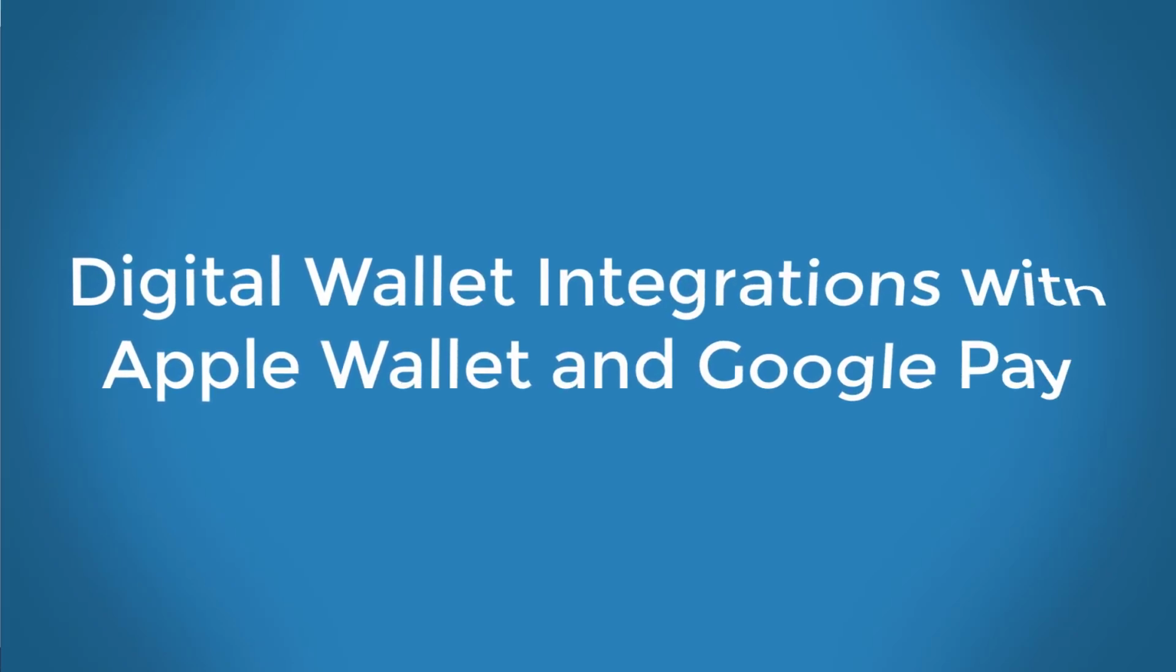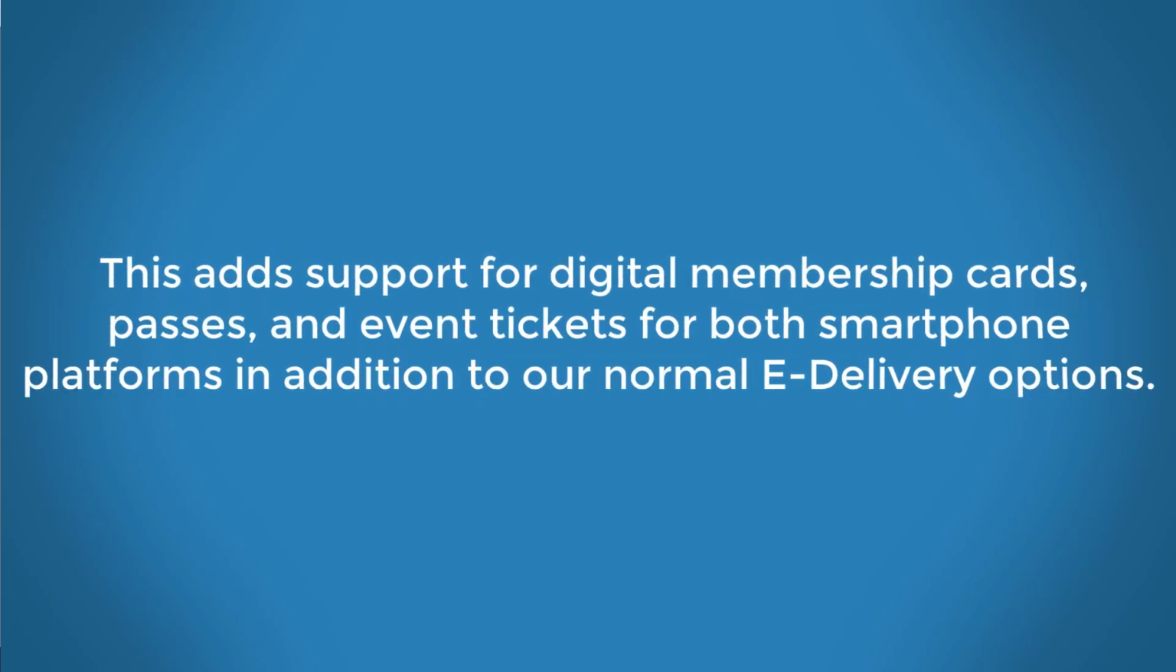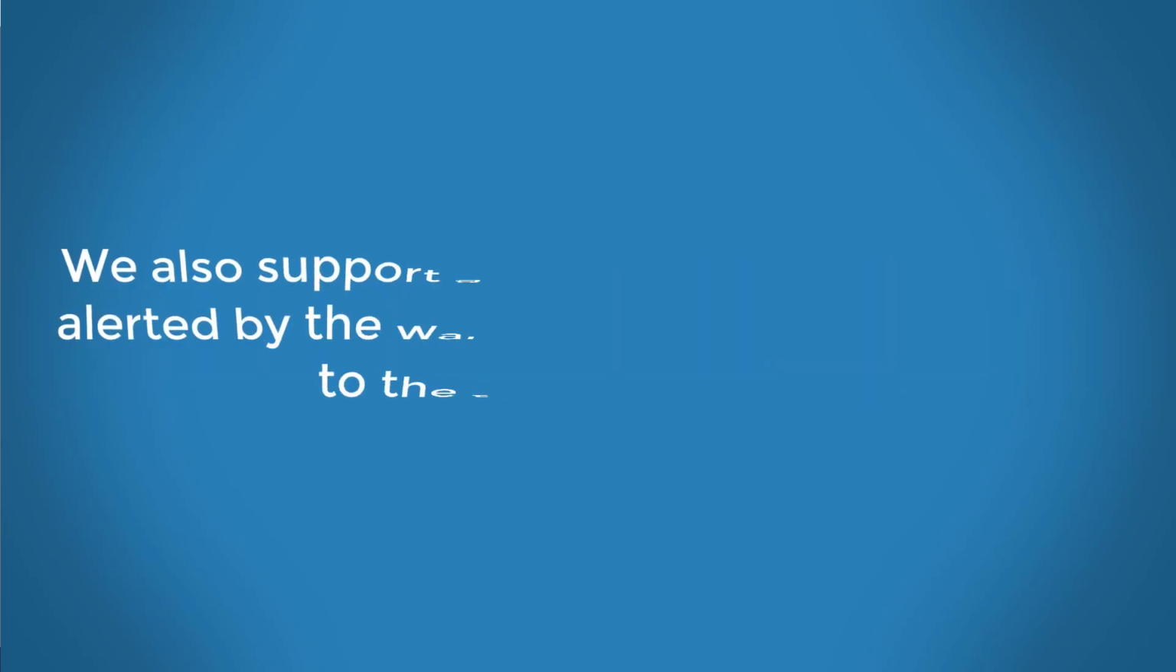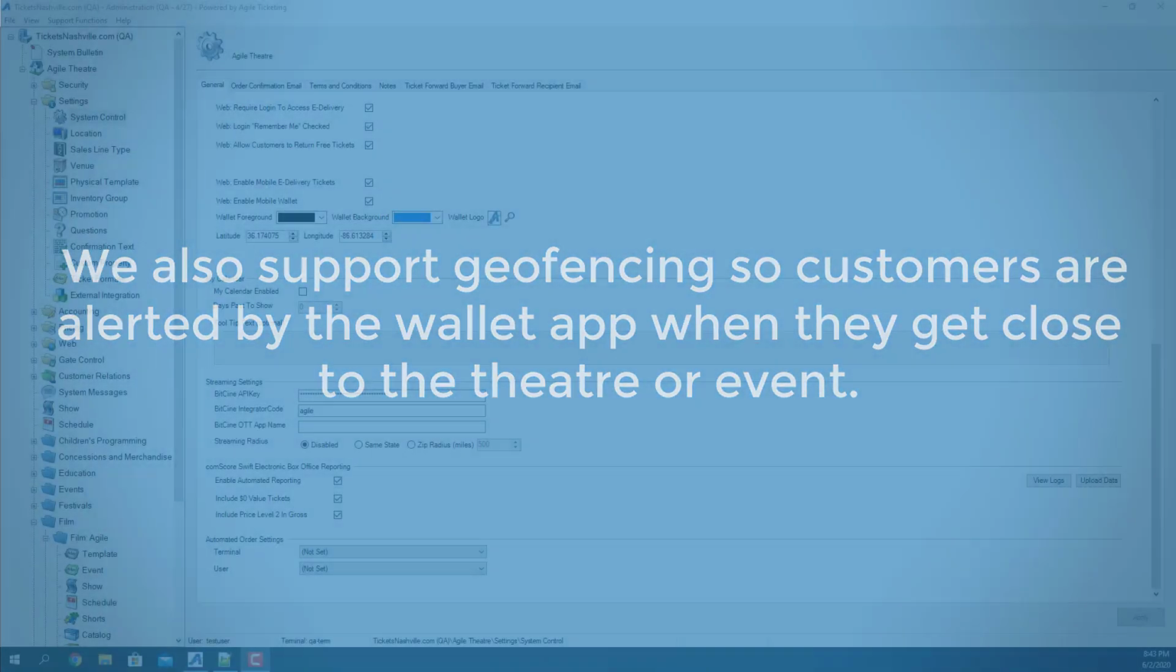The next enhancement we are going to cover today is our digital wallet integrations with Apple Wallet and Google Pay. This adds support for digital membership cards, passes, and event tickets for both smartphone platforms, in addition to our normal e-delivery options. We also support geofencing, so customers are alerted by the Wallet app when they get close to the theater or event. Let's take a look.